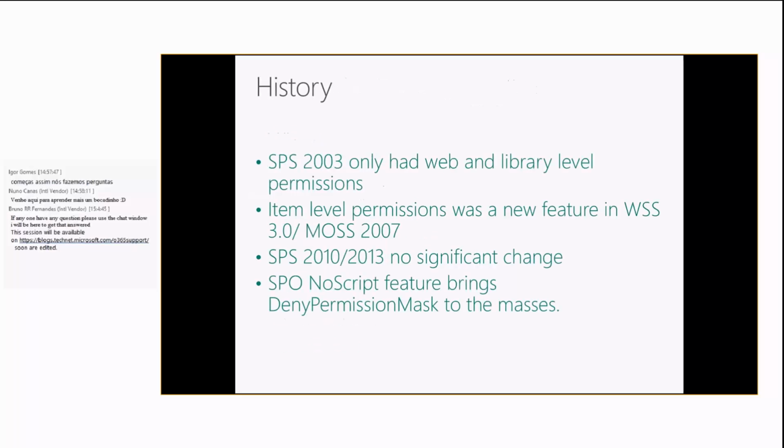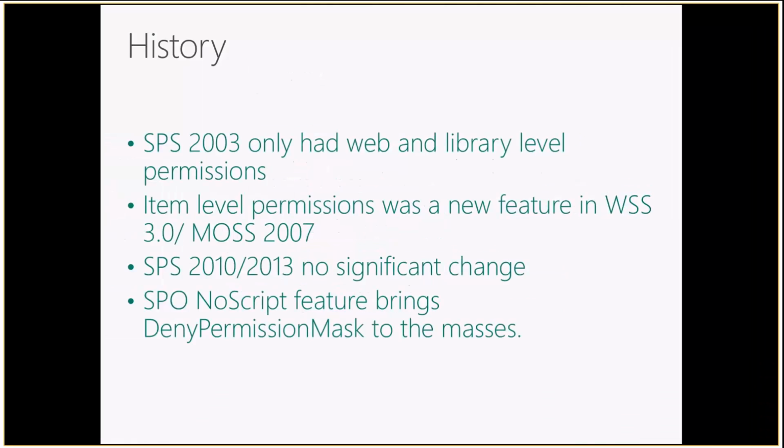Okay, a little bit about the history. Since SharePoint 2003, there were only two levels of permissions applicable for the product. So basically, at that time, we only had web and library level permissions. Further, due to some identifiers that were needed, the product also implemented a new feature, item level permissions, that allows more granularity of which permissions can be assigned on the items.